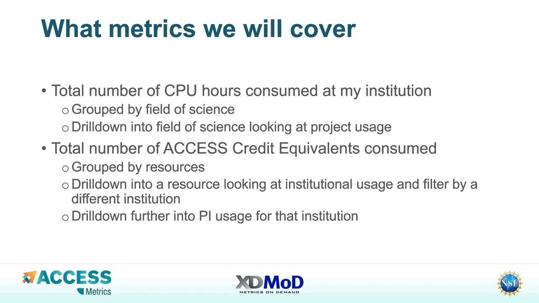The first metric we'll look at will be the total number of CPU hours consumed at my institution. We will view this grouped by field of science and then drill into a specific field of science looking at project usage. The second metric we'll look at will be the total number of ACCESS credit equivalents consumed. This will be grouped by compute resource, and from there, we'll drill into a specific resource looking at institutional usage. Then we'll filter by a different institution and drill further, looking into PI usage for that institution.